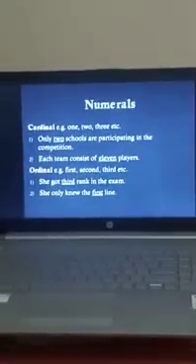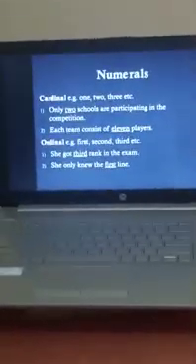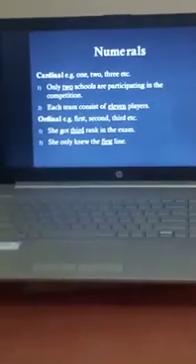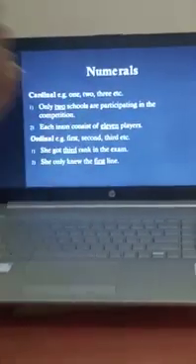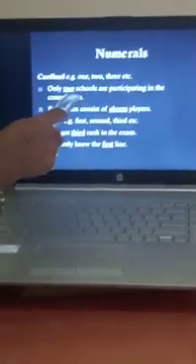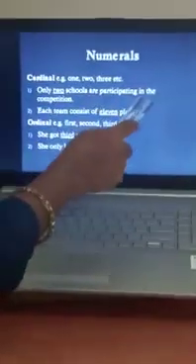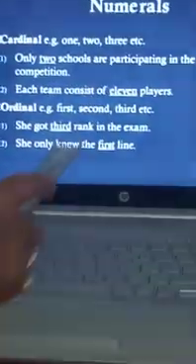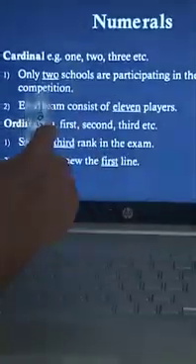Now the last one, that is numerals. You know that numerals are again divided into two, cardinals and ordinals. Okay, first one cardinal. That is example one, two, not single digits 1, 2, 3. This is ONE. Example, only two schools are participating in the competition. See, TWO. So this is the cardinal determiner. Here the is also a determiner.